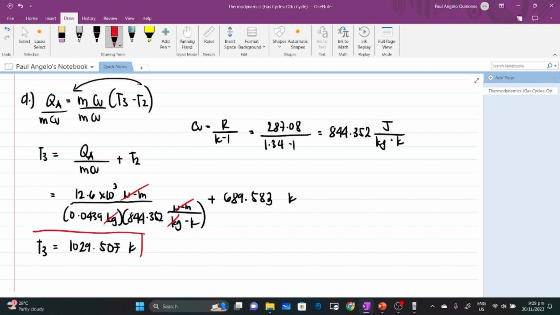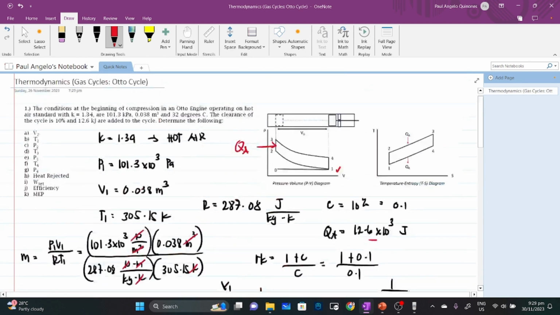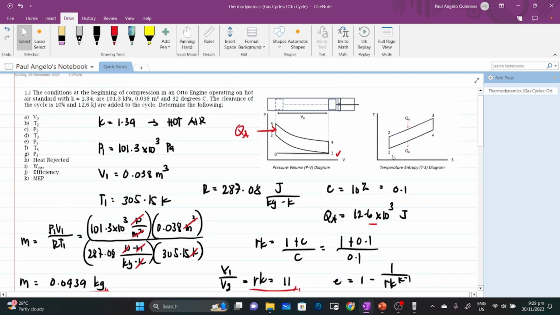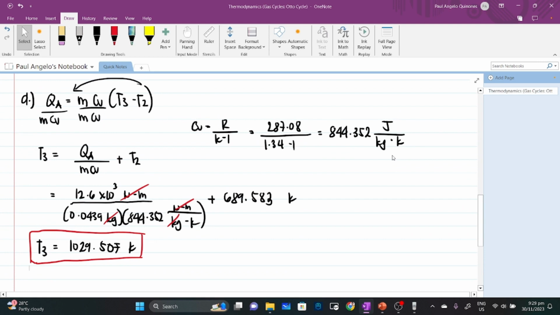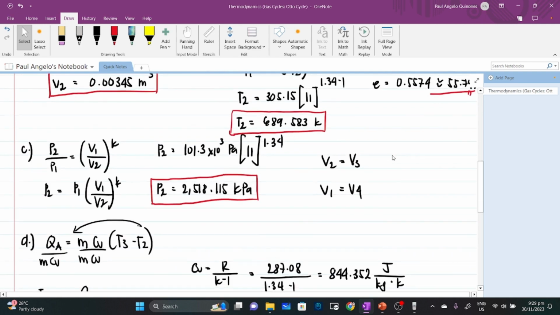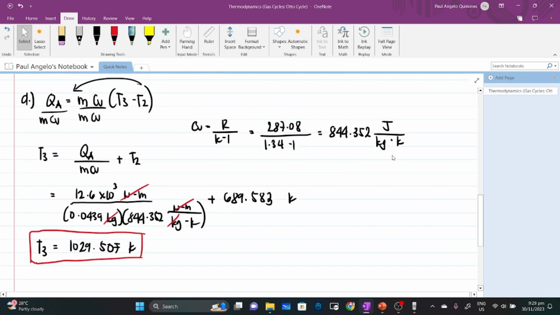So as you can see, if we look back again in your PV and TS curve, T3 is the highest temperature of your entire cycle. Okay? So once you are solving this one, it should be in accordance with that. T2 cannot be higher compared to T3 because it will completely violate the TS diagram of an Otto cycle. Okay? So now we have T3. We are asked to solve for P3. Okay? So this is letter D.